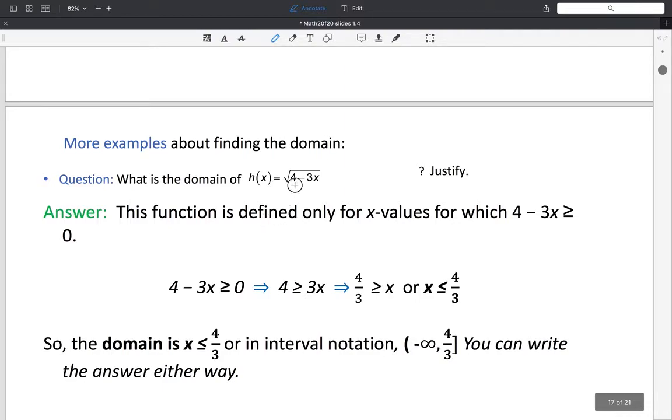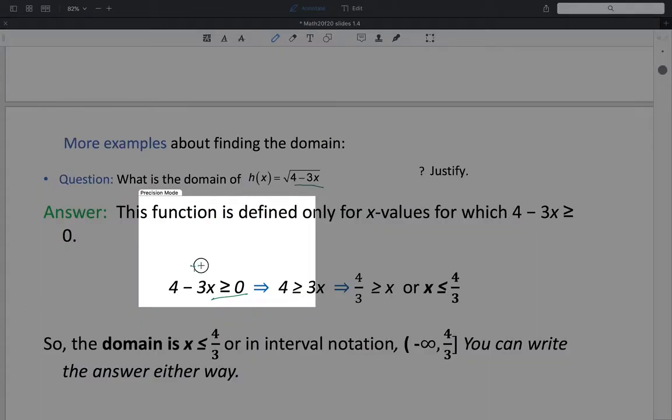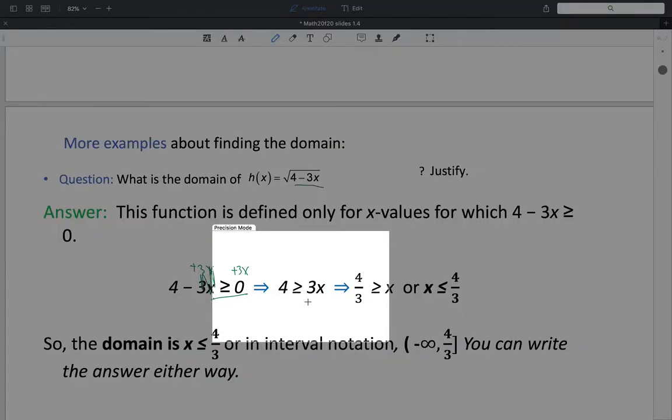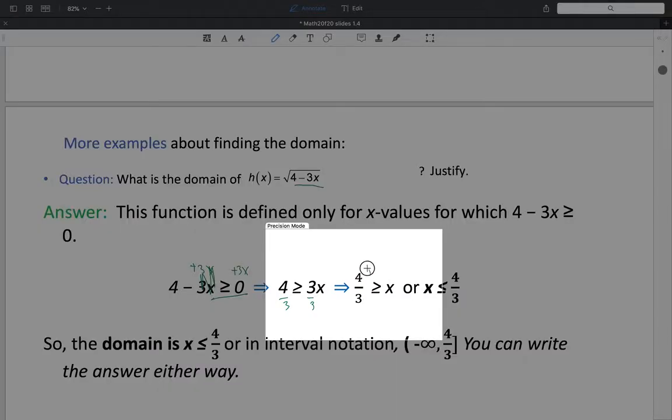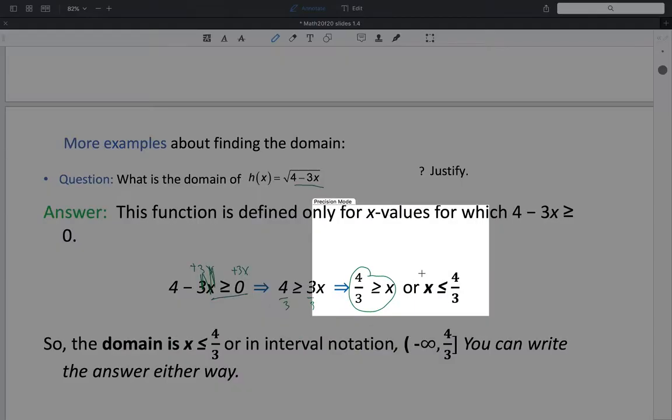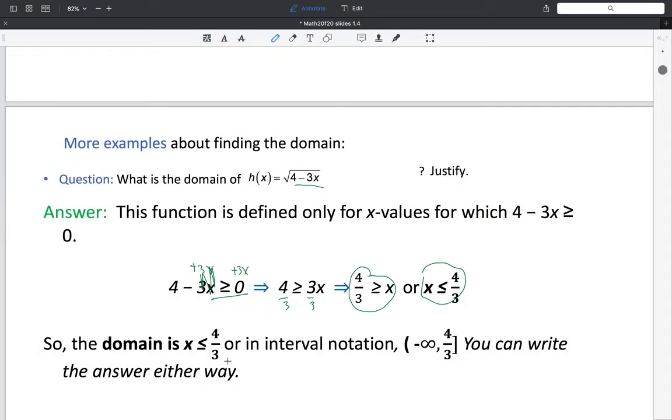So I need to say when this is greater than or equal to 0, right? It can't be negative. So I'm going to add 3x to both sides. Then that goes away, and I get 4 is greater than or equal to 3x. Now I want to solve for x, so I divide this by 3 and this by 3, and I get this. But usually you put x first, so I'm going to write the answer this way. In other words, x has to be less than or equal to 4/3.